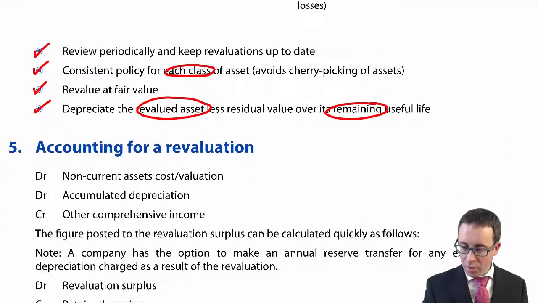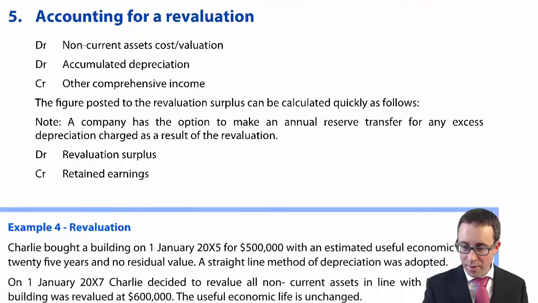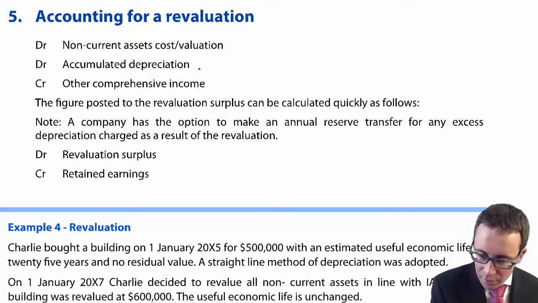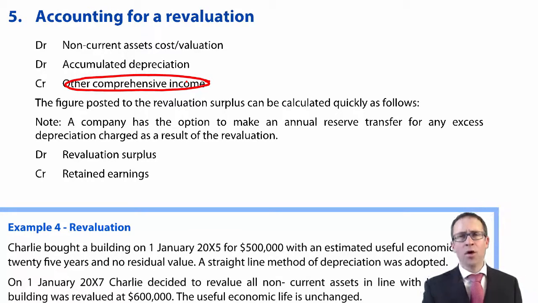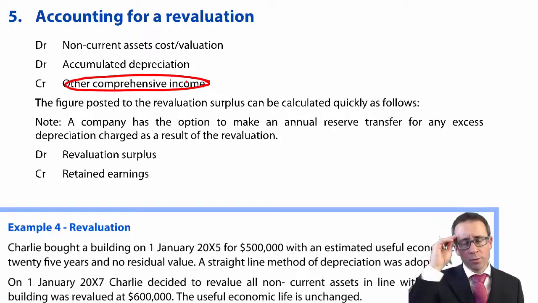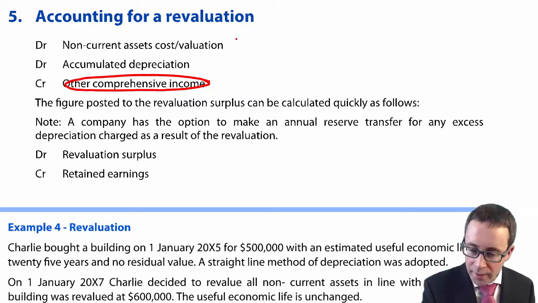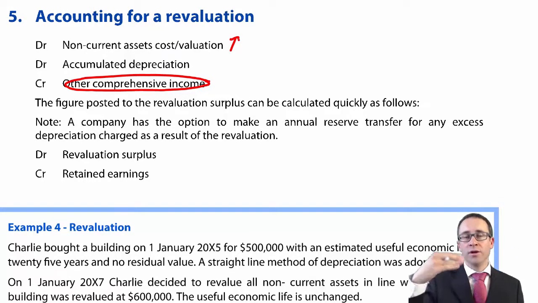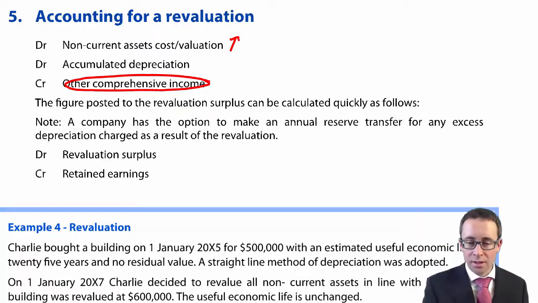If we go through there and look at the accounting for a revaluation, it's a bit of a blast from the past. Remember, the gain goes to other comprehensive income. Don't worry about a loss. We'll deal with losses when we get to impairment in a later chapter. And what you do there is debit the cost to get it from its original cost to its revalued amount.